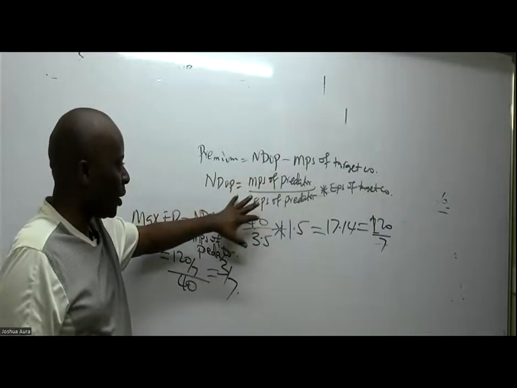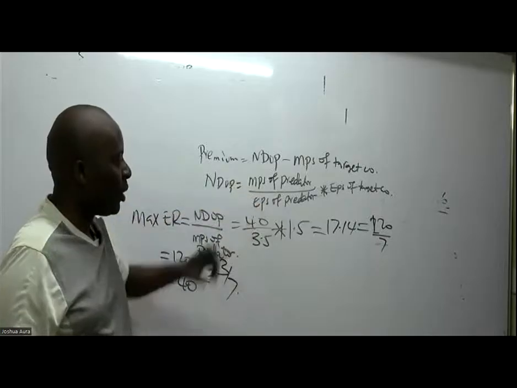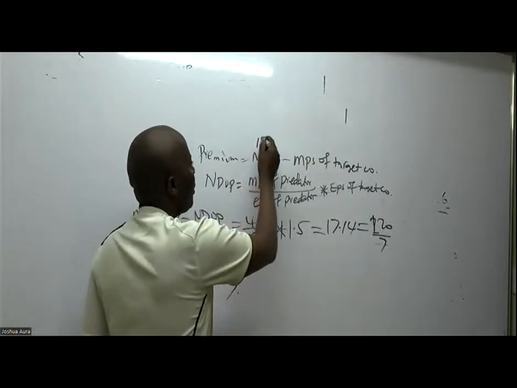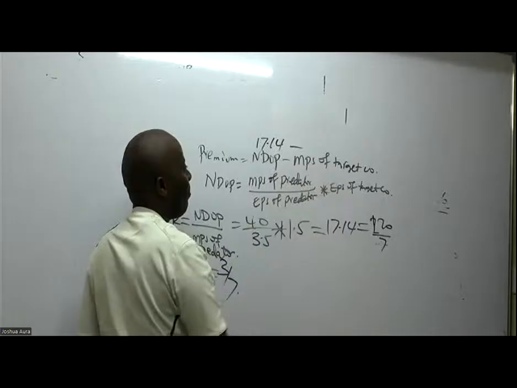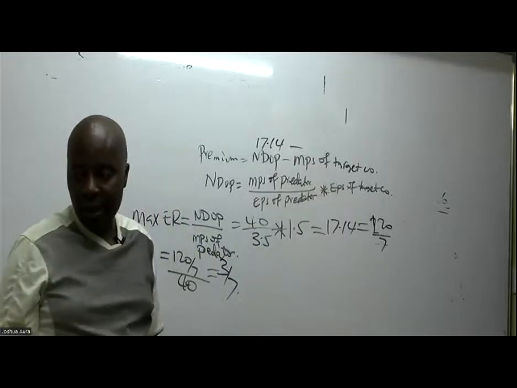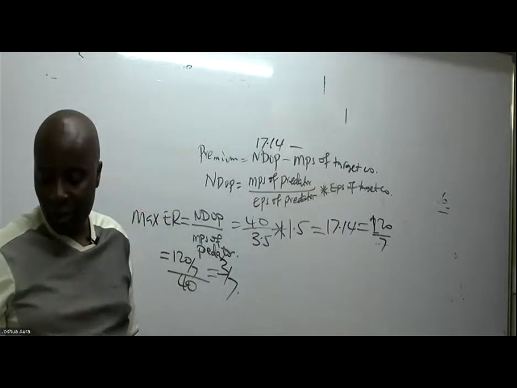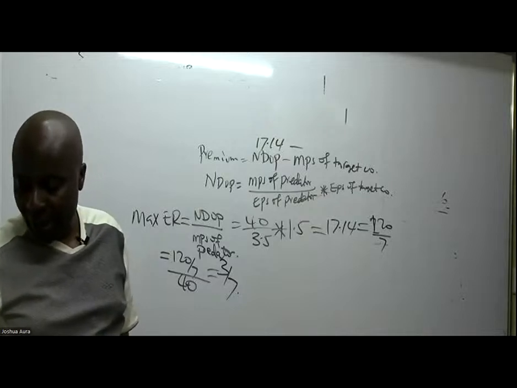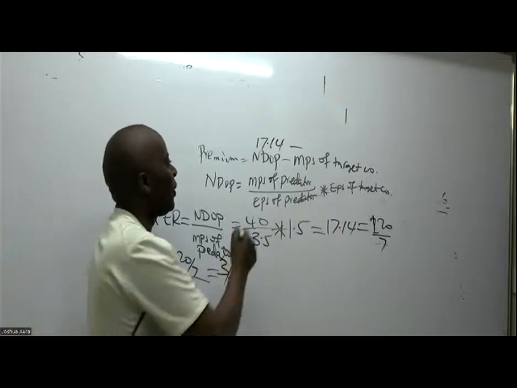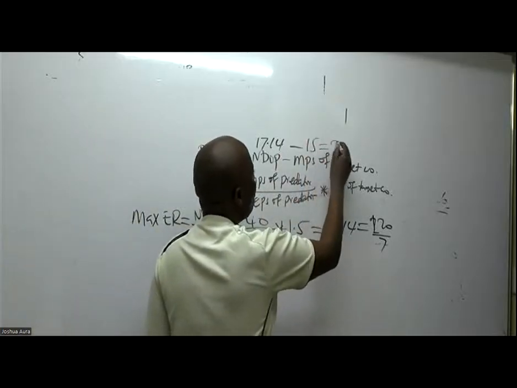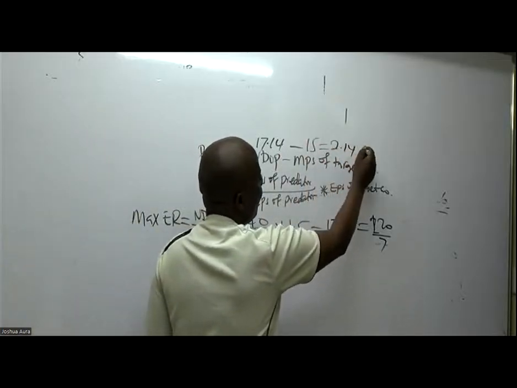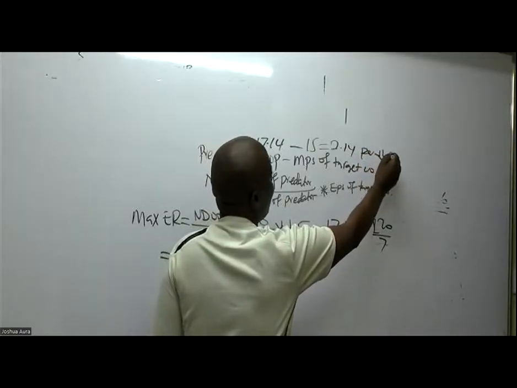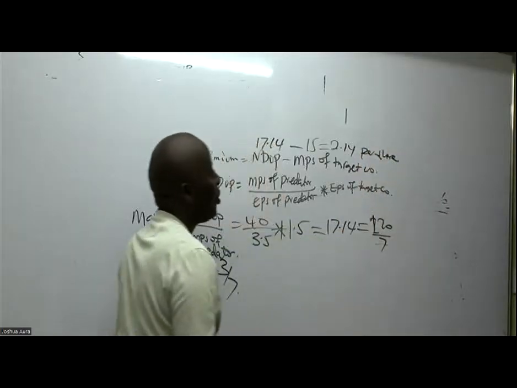We wanted to get the premium, which is DOP, 17.14, minus MPS of the targeted company, which I can see there is 15. So this gives me 2.14. But remember, this is per share. How about the total?